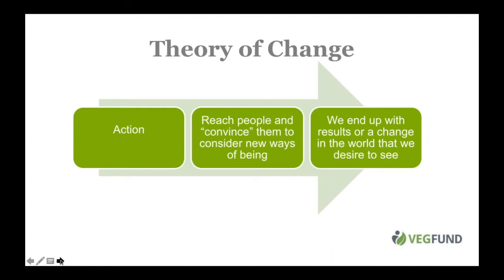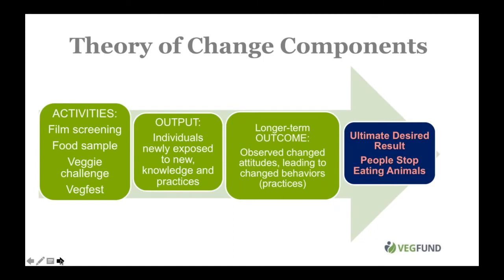So an evaluation is effectively meant to test the evidence or the validity of your logic model that would be tied to the results. So it's trying to test the validity of a theory of change that you might establish for your particular action. So for example, there are four stages, or theory of change components. So we have some kind of an activity. It could be a film screening, it could be food sampling, it could be a veggie challenge, it could be a veg fest. It could be literally a million things that would lead to some output, that individuals are newly exposed to new knowledge and practices. You've told them something in the film screening or through the vehicle of the food sample, in which these individuals who came to your event have learned something new.